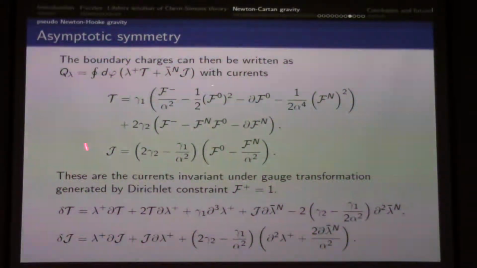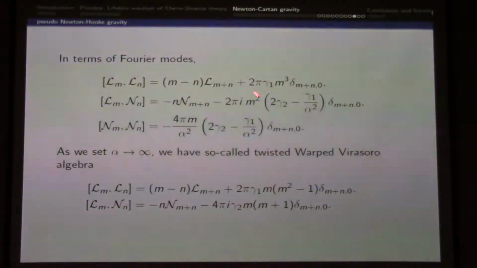And you check the delta A variation equation, you will find the delta T will vary like this. And this part reminds us of the Virasoro. So we write them in terms of Fourier modes. They are exactly the Virasoro. For any finite alpha, they are the Virasoro and U1 algebra. But for any finite alpha, this term is non-trivial.